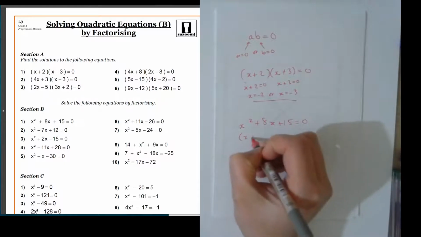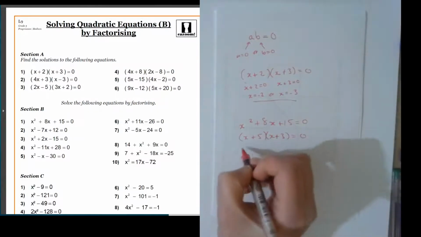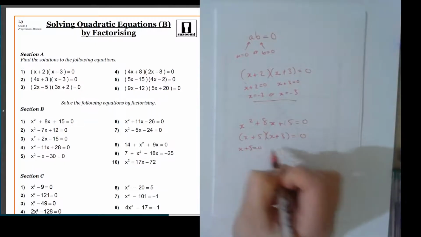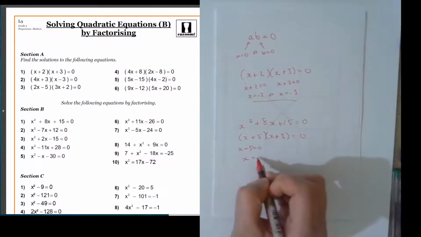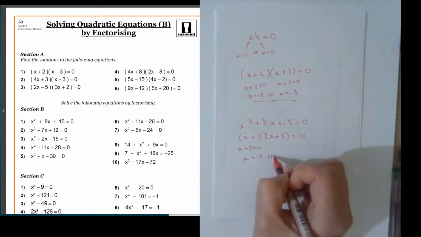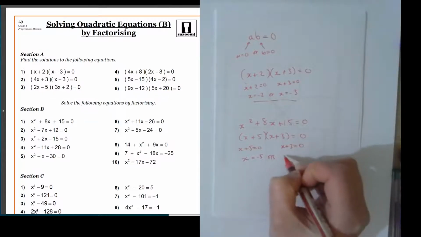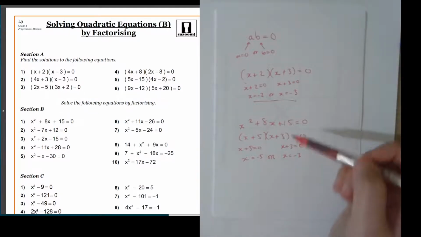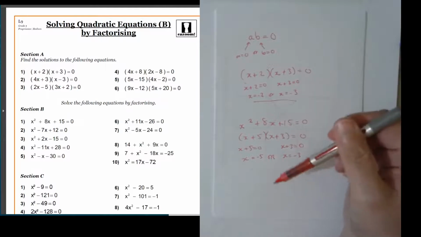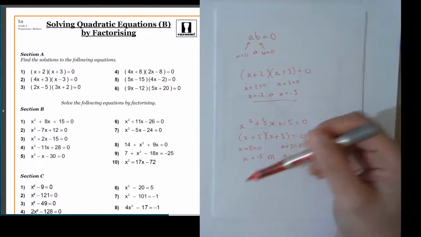Once you do factorize it, you should get this. So the answer would be, if x plus 5 equals 0, then x would have to be negative 5, or x plus 3 would have to equal 0, so x would equal negative 3. Does that make sense? So that's all you need to do for that one. And then at the bottom, they're just trying to confuse you a bit, which is all good.